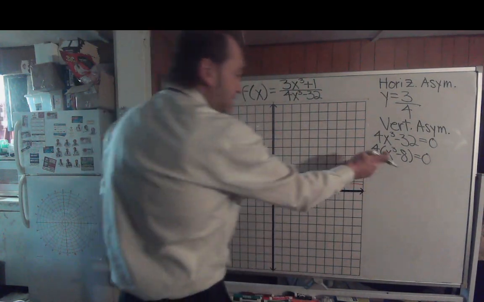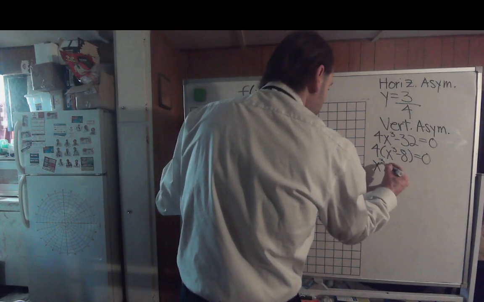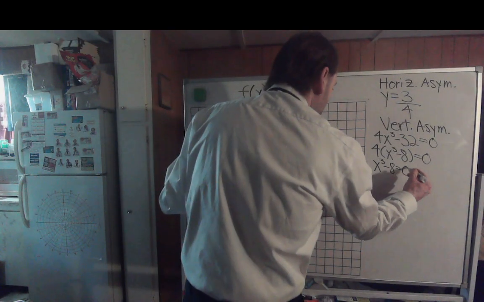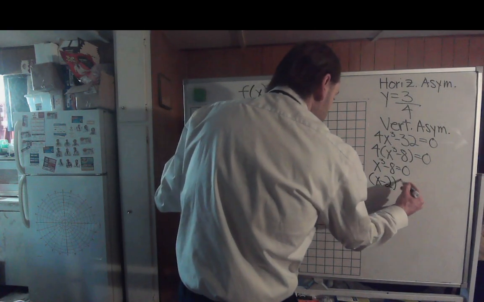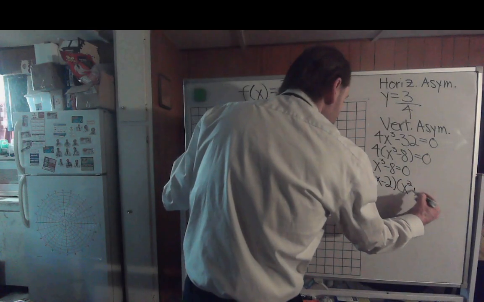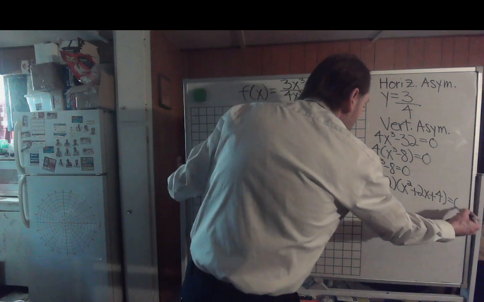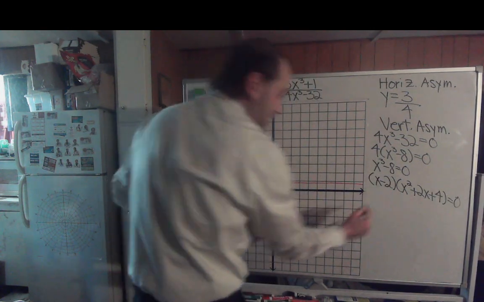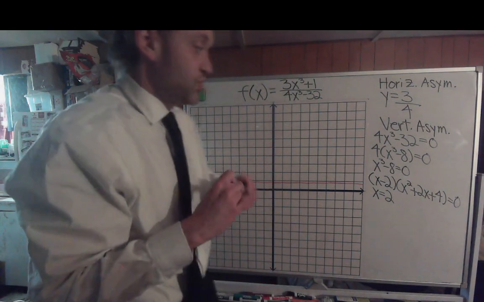Well, we don't need that 4. You can divide both sides by 4. That would just give you x to the third minus 8 equals 0. So this would factor further into the quantity of x minus 2 times x squared plus 2x plus 4 equals 0. Well, for sure, x equals 2 will be your vertical asymptote, but what about the quadratic factor?